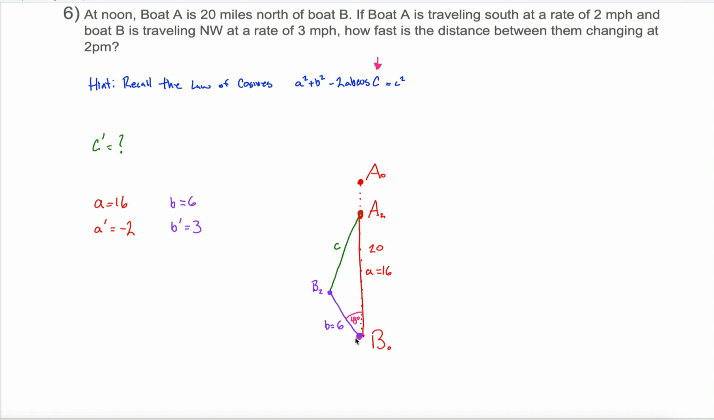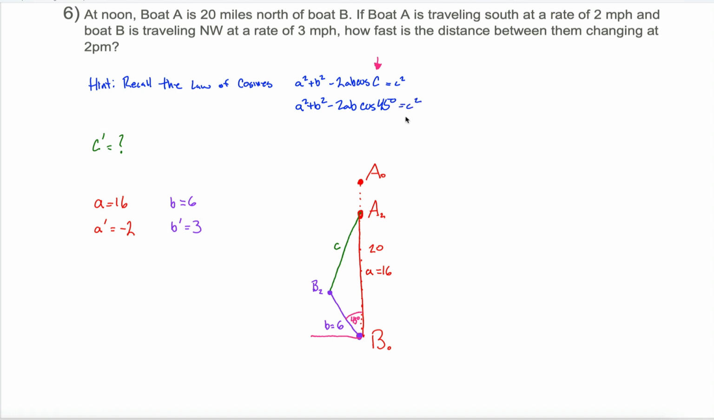The way I think about it is if boat B were traveling due west instead of northwest, this angle would have been 90 degrees. But he's not. He's traveling northwest, therefore it's half of 90, aka 45. The version of the law of cosines we'll be interested in is a squared plus b squared minus 2ab cosine of 45 degrees equals c squared.